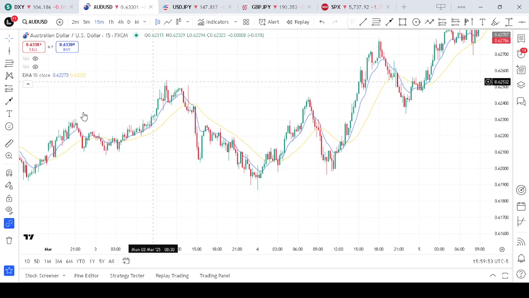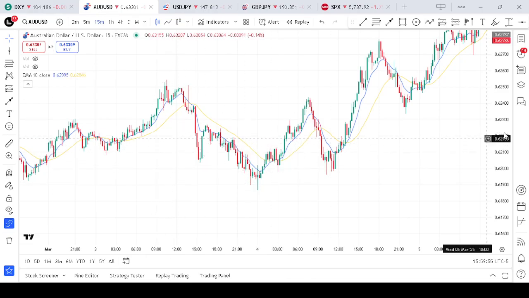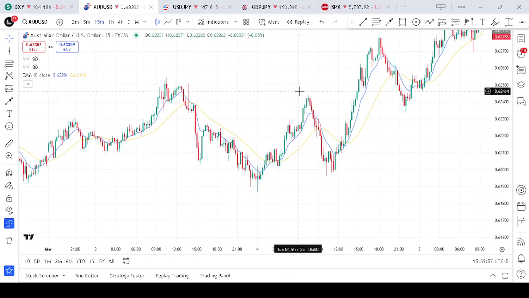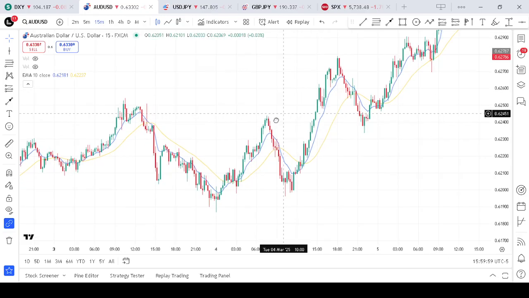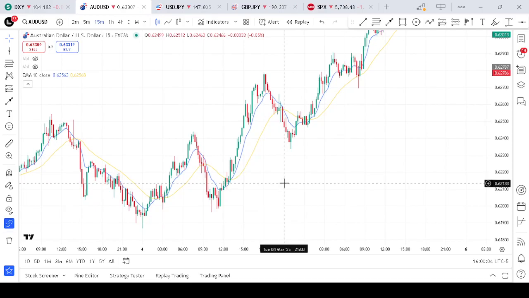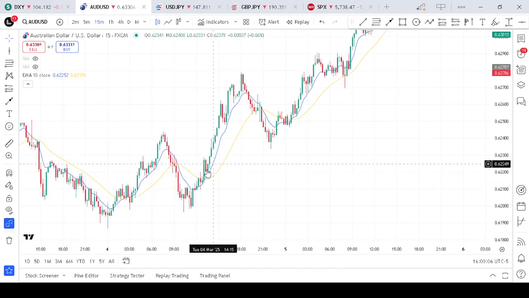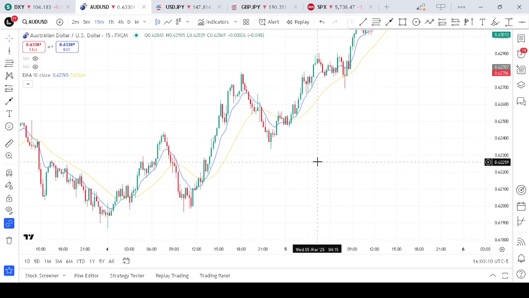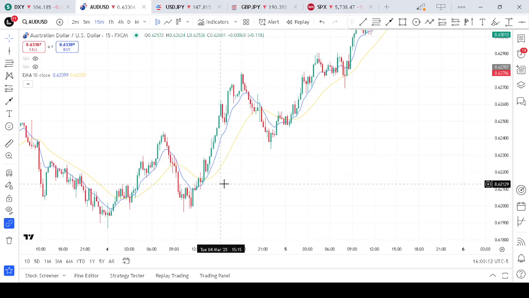So how do we implement this strategy effectively? We set up our charts with both EMAs, the 10 and 20 EMA, like we have already done. We wait for a clear crossover to occur. As we can see, there is a clear crossover in this particular area of the market. We enter our trade based on the direction of the crossover. The crossover was above, so we would enter a buy trade in this area.